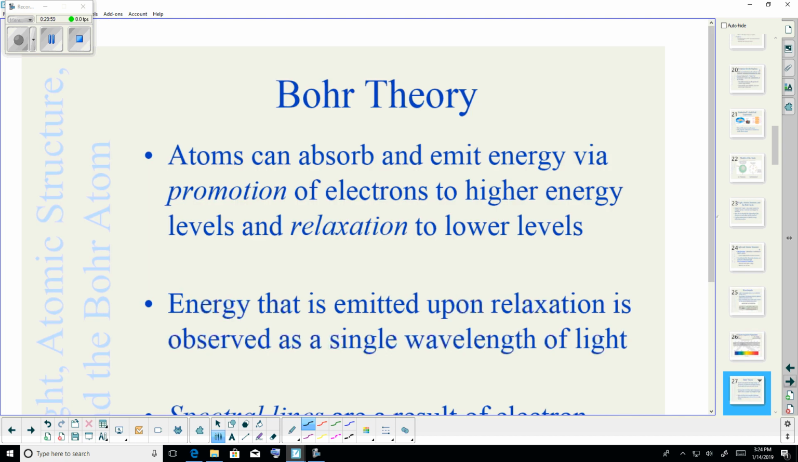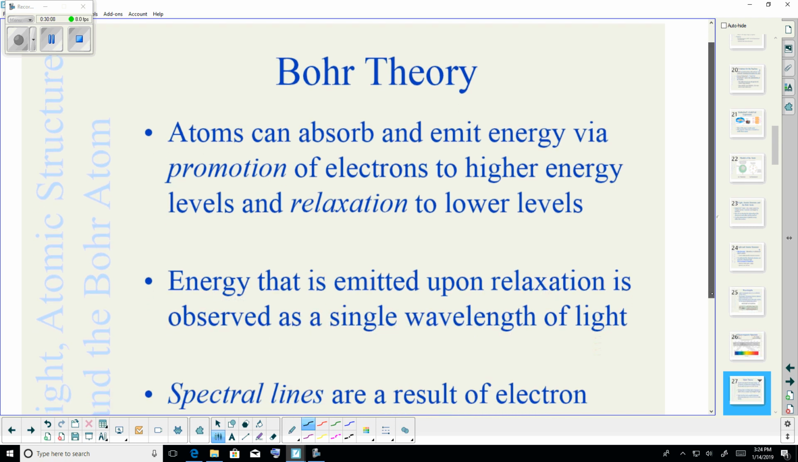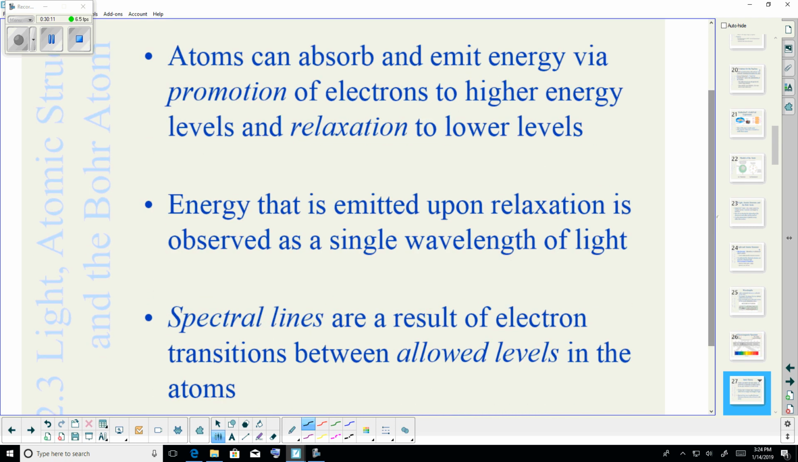So atoms can absorb and emit energy by promotion of electrons to higher energy levels and relaxation to lower energy levels. So here I am, I'm an electron, I'm standing on the ground, i.e. I'm in the ground state. I'm too old for this. Okay. So now I'm up here. To get up here, I had to absorb energy, right? So I absorb energy.